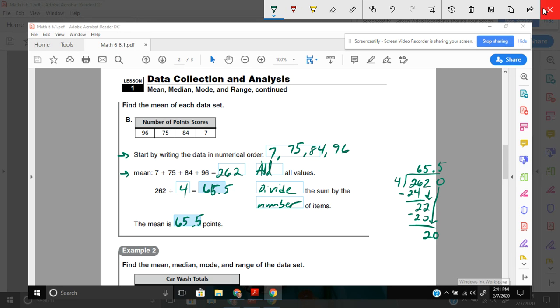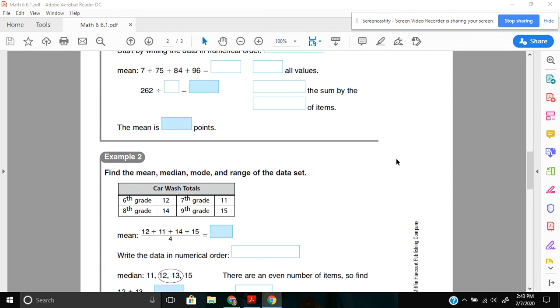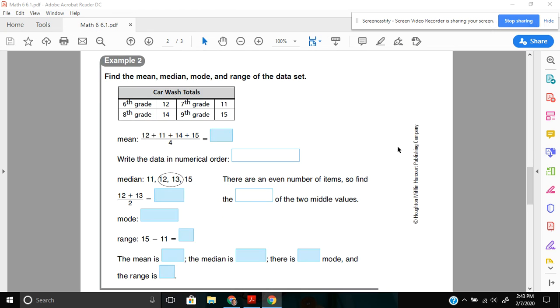All right, that's how to find the average. Next, we'll look at all of the other types of data that you could gather and that we're looking for here. We're going to add to the average or the mean, median, mode, and range.